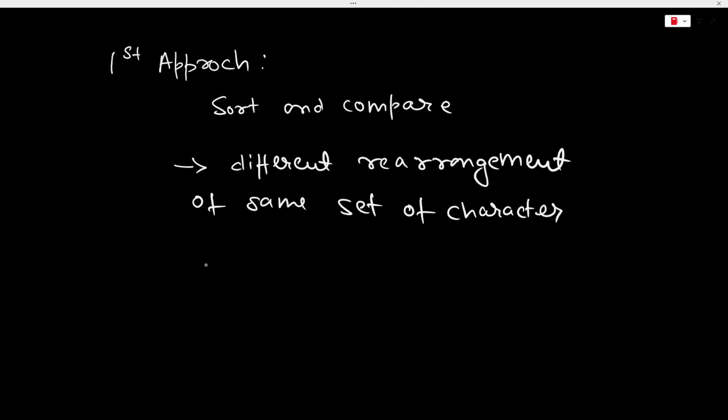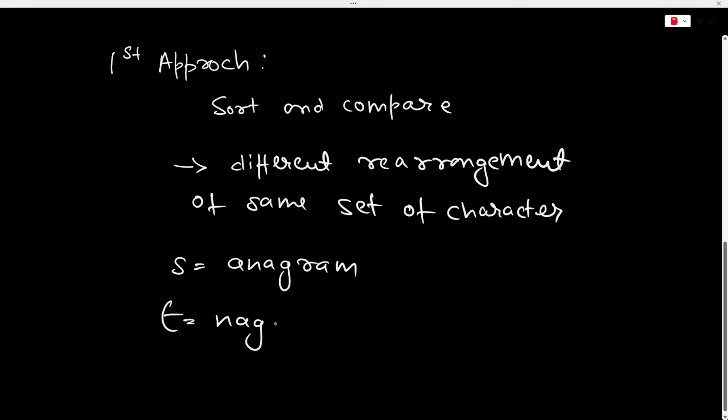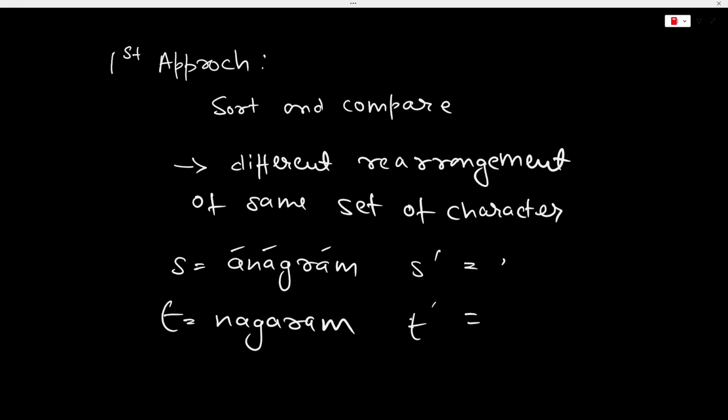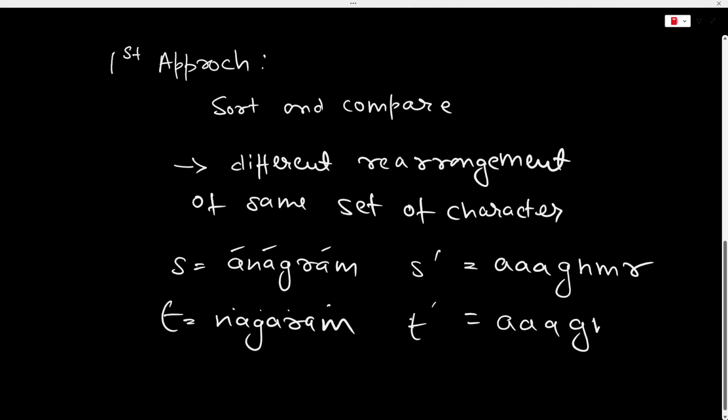And if they are, we return true. If they are not, we return false. For example, if S is anagram and T is nagaram, after sorting, S would look something like this, and T would also look something like this. Both are identical, so nagaram and anagram are anagrams.